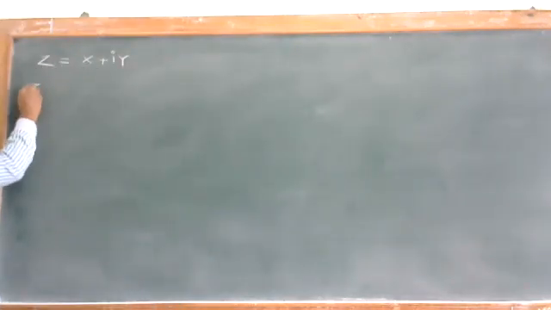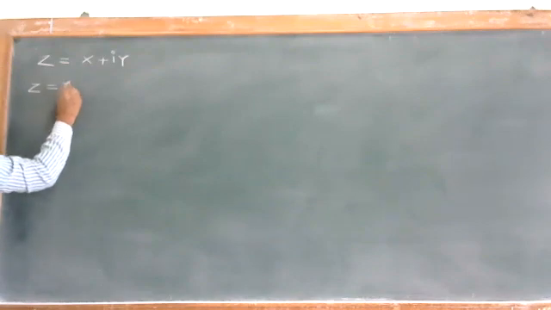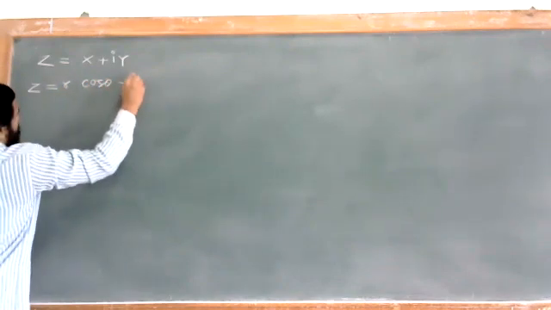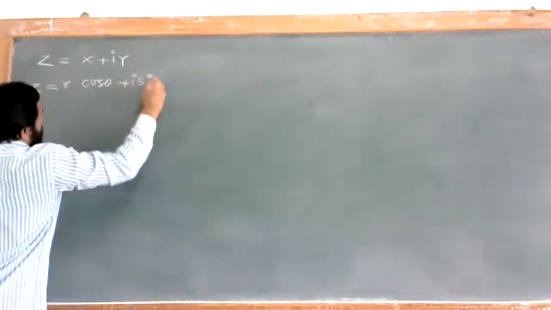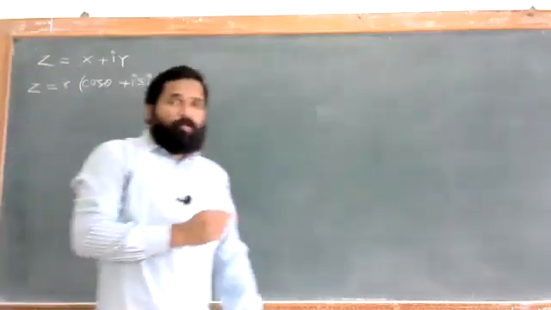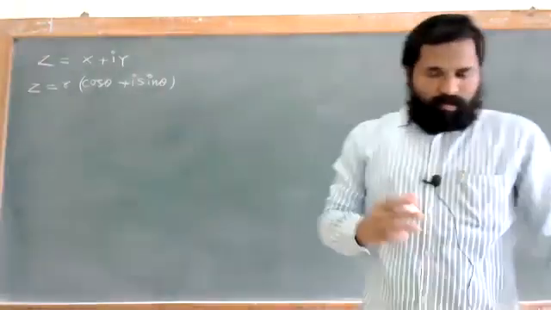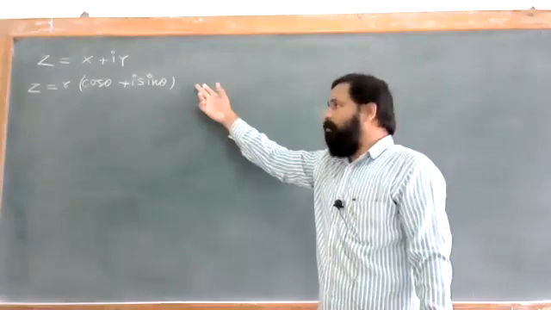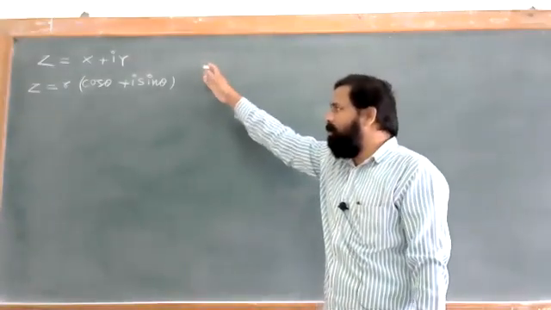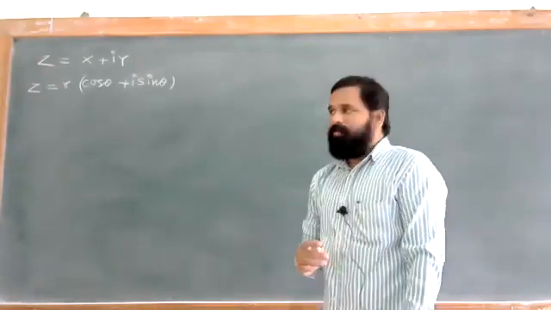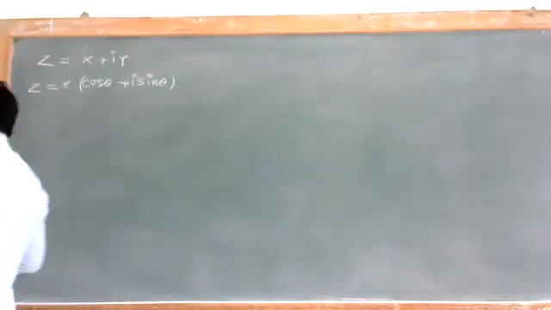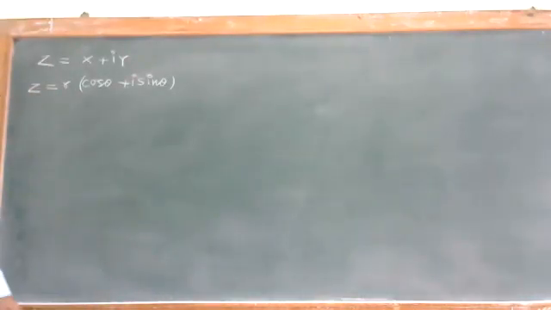Then z equal to r into cos of theta plus i sin theta is known as the polar form of a complex number. So we'll have to use this polar form. That means we have to change the rectangular coordinates or Cartesian coordinates to the polar coordinate system, r and theta. Now we have to change this in terms of our exponential form.